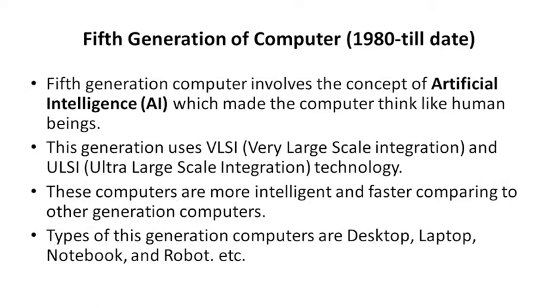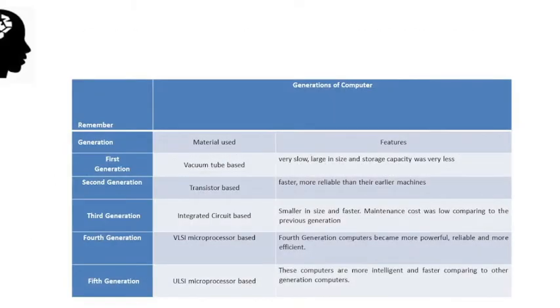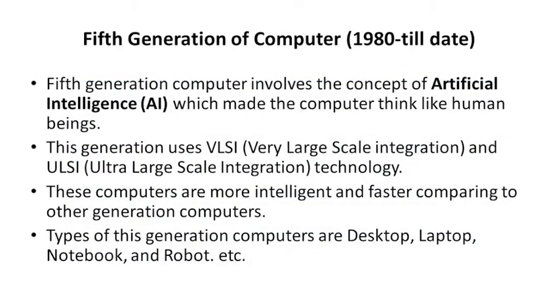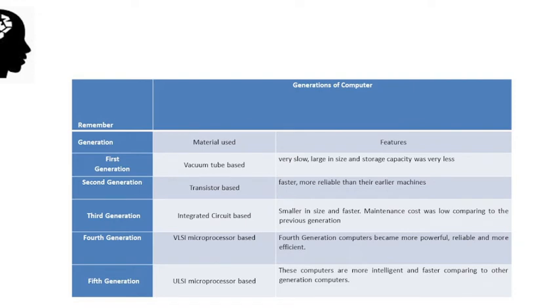Fifth generation of the computer, from 1980 till date, whatever we are currently using. The fifth generation involves the concept of artificial intelligence, which makes the computer think like a human being. This computer uses VLSI, very large scale integration, and ULSI, ultra large scale integration technology. These computers are more intelligent and faster compared to other generations. Types of this generation are desktop, laptop, notebook, robot, etc. So these are the generations of the computers.